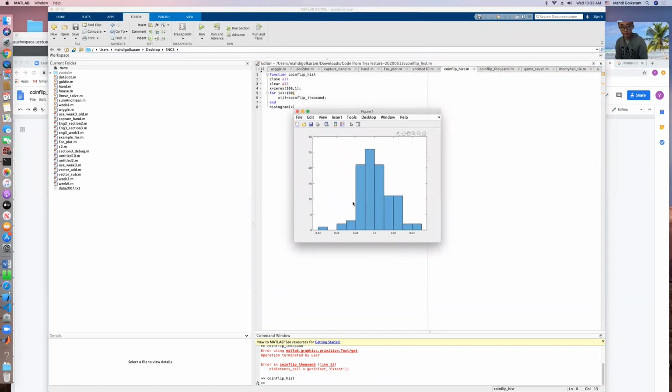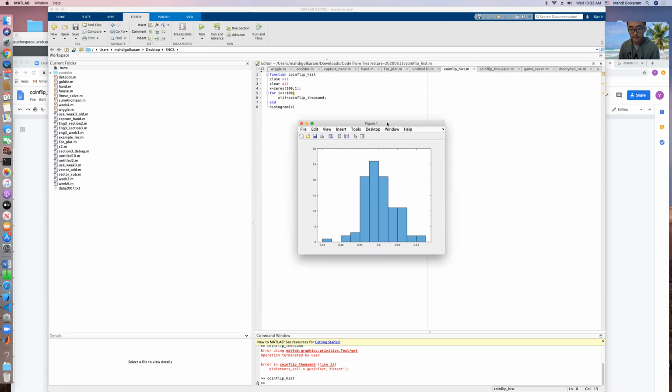Cool. So we get a result like this, right? What this means: first, if you look at the plot, the shape is kind of bad. I would say this is not a very good bar plot, but there are two trends we can see. One is that most of the cases are around here. That means most of the calculated probabilities are around 0.48 to 0.53 or so.